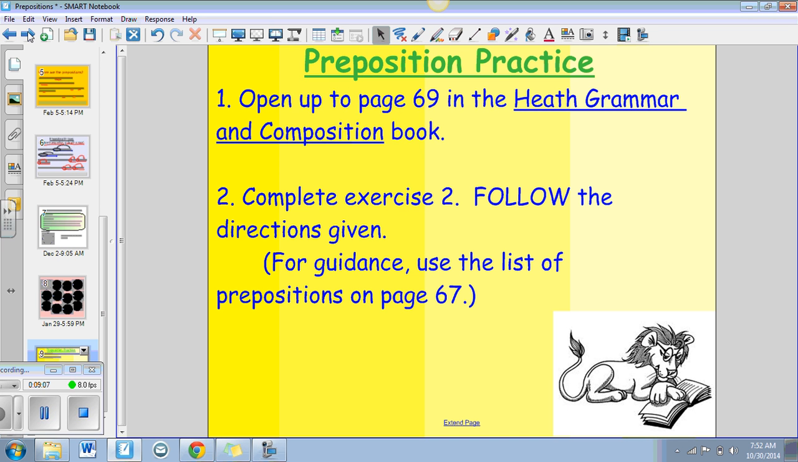When you have created both of those sentences, you're going to come up and show them to me. I will give you an okay. And then what you are going to do is practice prepositions in the grammar book. Remember, that's our teal book. You'll go to page 69. You'll complete the two exercises and you'll follow the directions that are given. Again, there's going to be a list of prepositions on page 67 to use to help you.